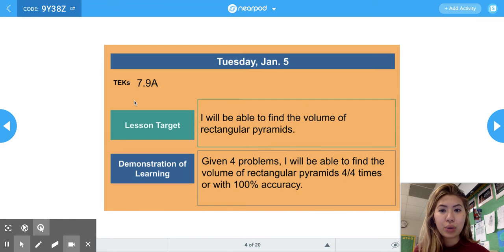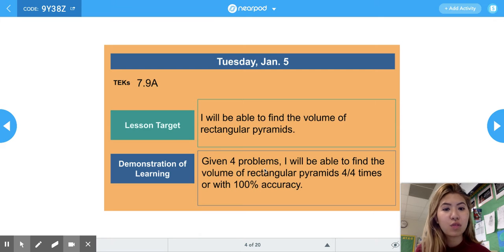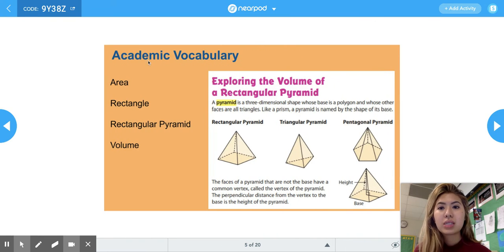Today's TEK is 7.9a. Again, our lesson target is that you will be able to find the volume of rectangular pyramids, and your DOL is that given 4 problems, you will be able to find the volume of rectangular pyramids 4 out of 4 times, or with 100% accuracy. Some academic vocabulary words to go over are the words area, rectangle, rectangular pyramid, and volume.